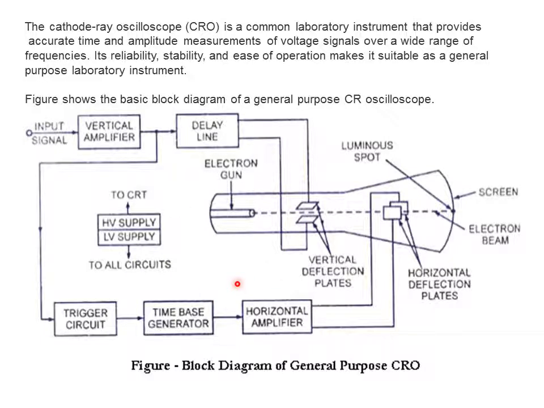The torch is replaced by an electron gun. Here we can see this is the electron gun. The light beam is replaced by a narrow electron beam, and the cardboard by the external flat end of a glass tube, which is chemically coated to form a fluorescent screen. So this part is the fluorescent screen.